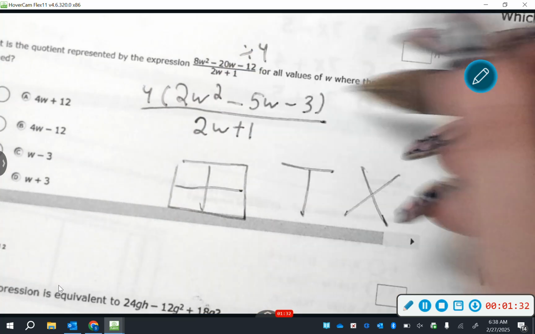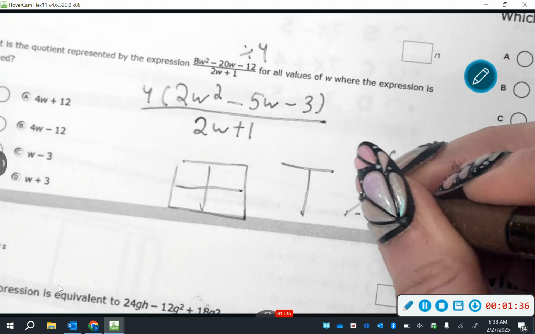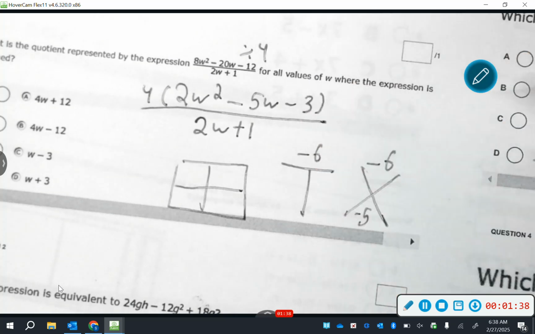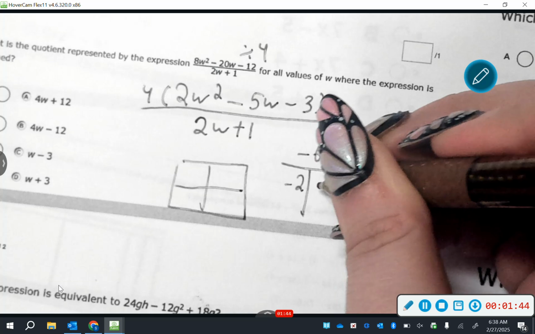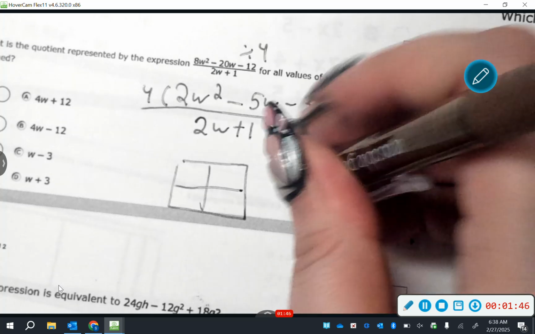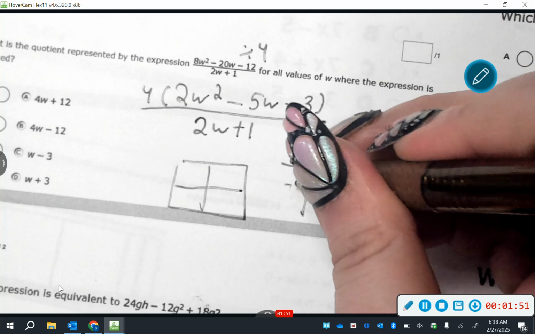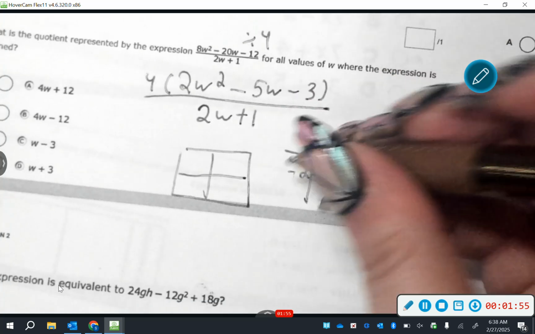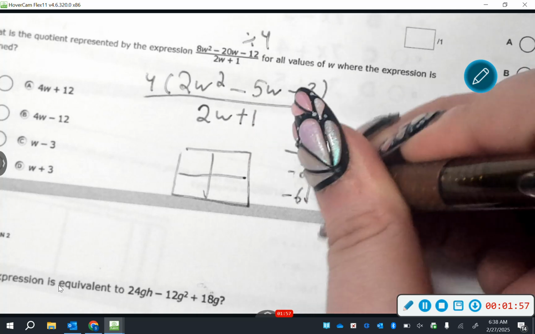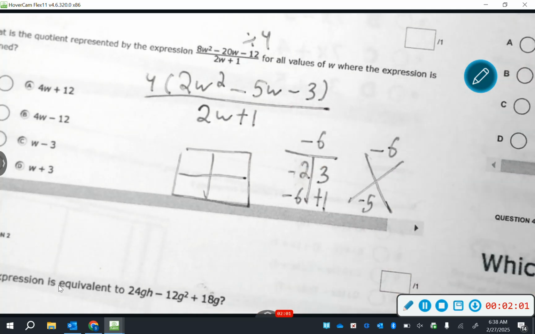A times C, 2 times negative 3, negative 6. In the middle we have negative 5. So we need factors of negative 6 that add up to negative 5. Well, it's going to be negative 2. Wait, nope. Well, okay, I'll write it down even though it's not going to work. Negative 2 and positive 3 gets us 1. If I do negative 6 and positive 1, that gets me negative 5.